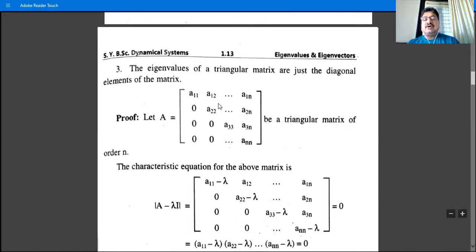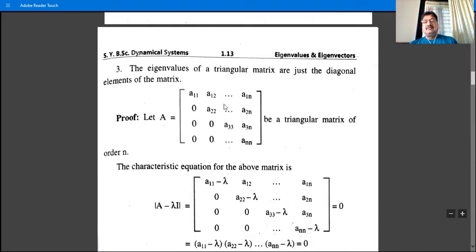And if all the elements above the diagonal and below the diagonal are 0, then it is called a diagonal matrix. Okay, upper triangular matrix, lower triangular matrix. The eigenvalues of a triangular matrix are just the diagonal elements of that matrix. No need to find the eigenvalues using the procedure determinant of lambda I minus A equal to 0 and then finding the roots of that equation. Just the diagonal elements are the eigenvalues of that matrix.